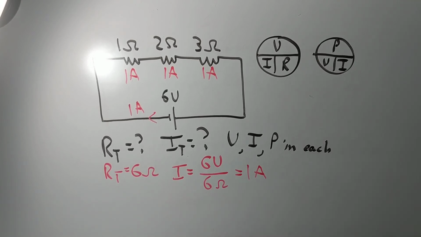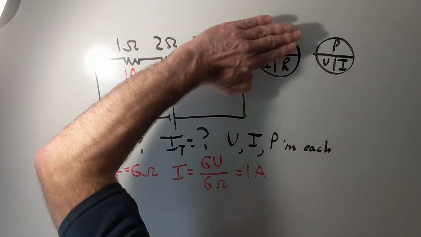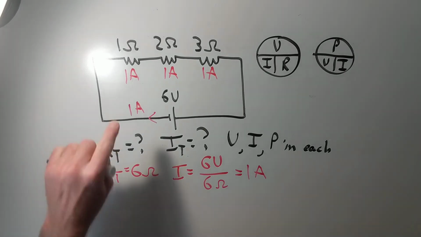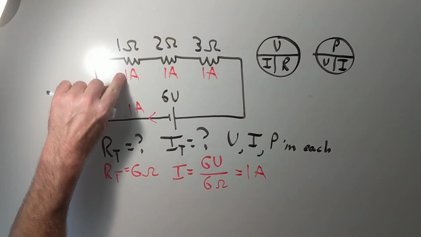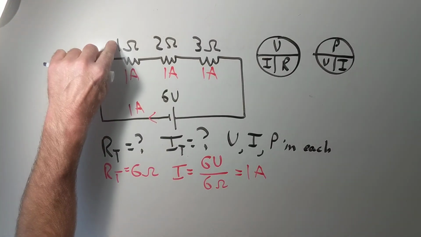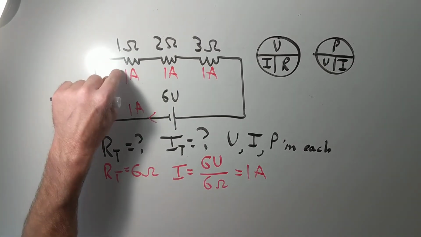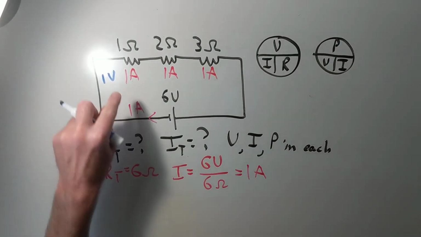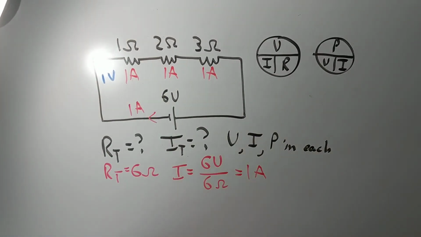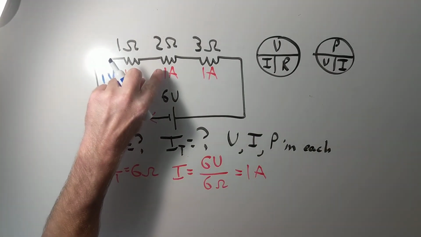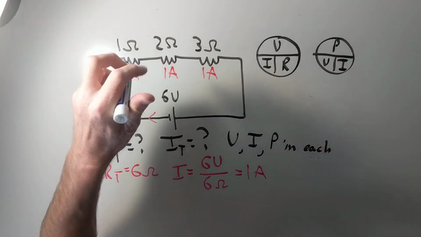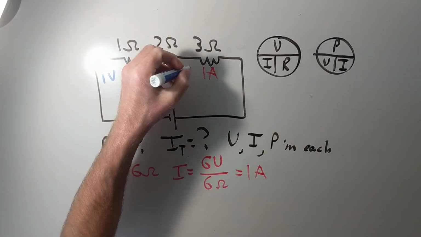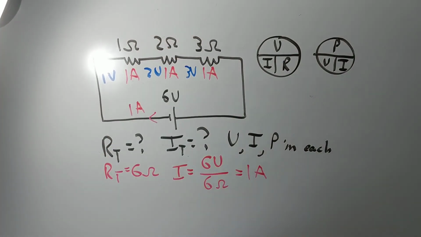I'll use a little bit of a different color here, but I know that voltage is current times resistance, I times R. Well, I know that this is the current, that's the resistance, so I times R, this will have 1 volt that I have to pass through. It takes 1 volt of really the energy to pass through there. In this one, 1 times 2, that's 2 volts that it has to pass through. And then 1 times 3, that's 3 volts that it takes to pass through.